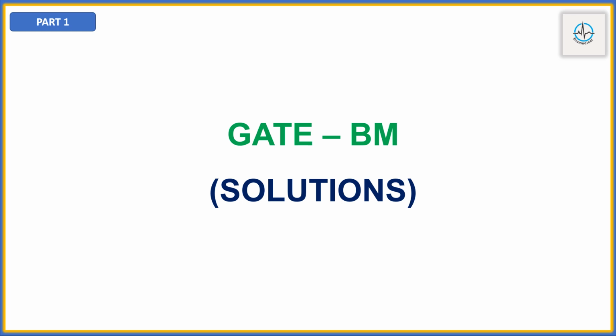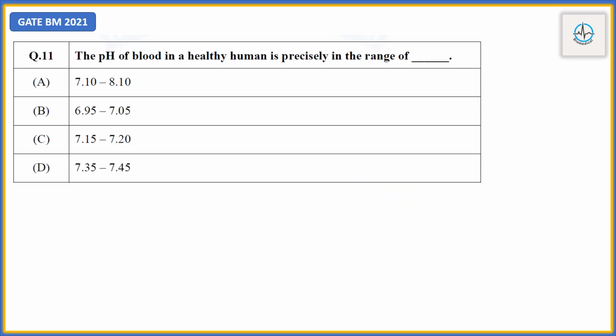In this video, we will be discussing solutions for some of the questions asked in GATE BM 2021. The first question is, the pH of blood in a healthy human is precisely in the range of dash. Let's quickly check out the pH scale.